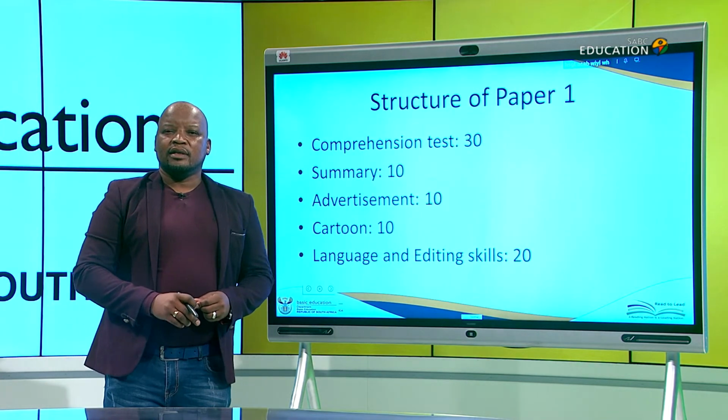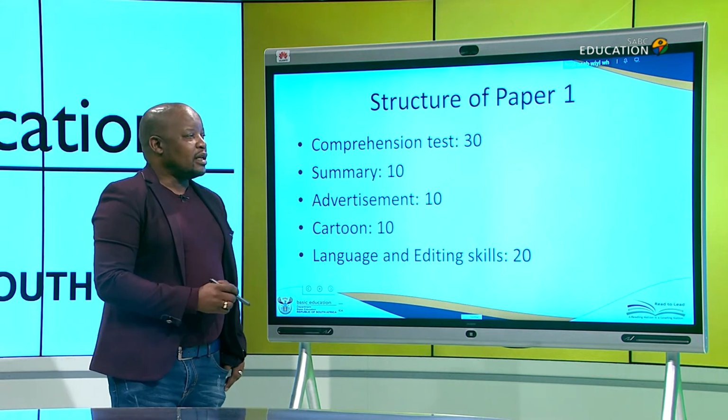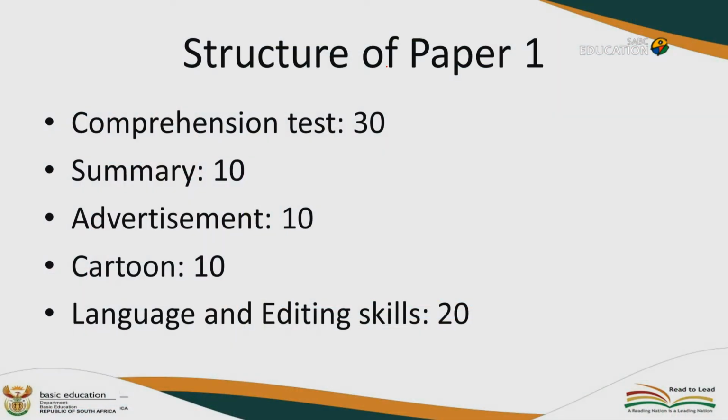Paper 1 is structured as follows. We have a comprehension test, that is out of 30 marks. We have summary, that is 10 marks, advertisement, 10 marks, cartoon, 10 marks, and we also have language and editing that will take 20 marks.